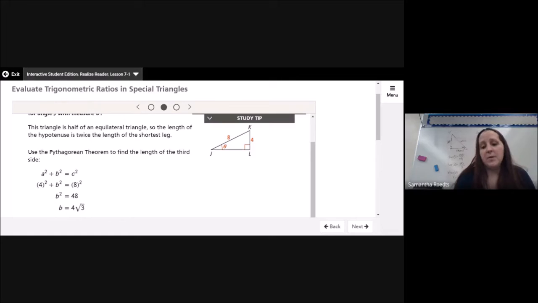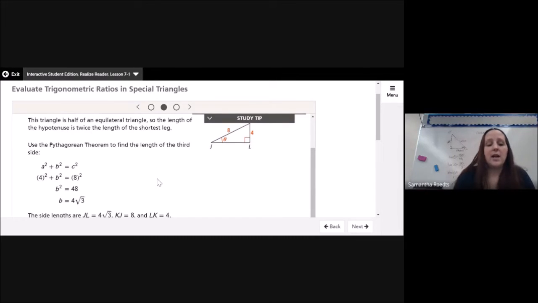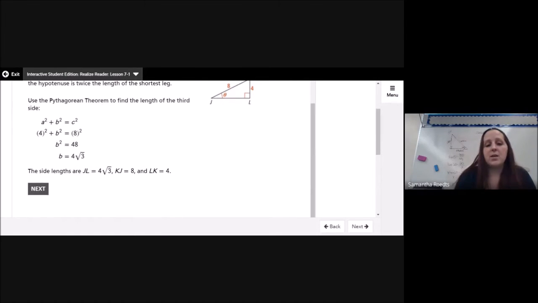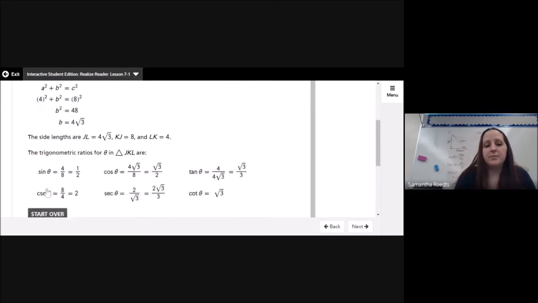Use the Pythagorean theorem to find the third leg. So I get a squared plus b squared equals c squared. So 4 squared plus b squared equals 8 squared. So b squared equals 48, or b equals 4 square root of 3. So the side lengths are JL equals 4 square root of 3, KJ equals 8, and LK equals 4.